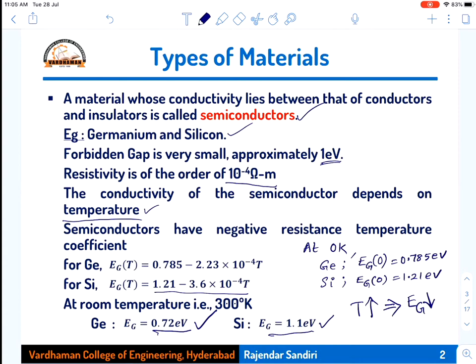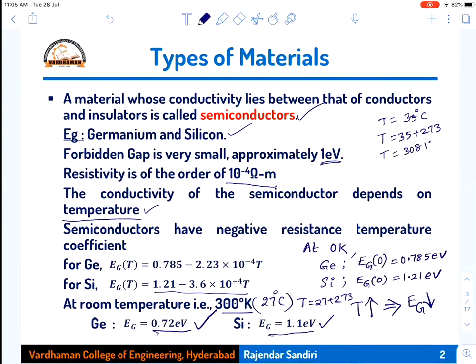Okay, so you can take one problem: calculate the forbidden energy gap for silicon and germanium at a temperature of 35 degrees centigrade. I have calculated this at 27 degrees centigrade. How would you convert that to Kelvin? T is equal to 27 plus 273, which gives 300. Now if the temperature is 35 degrees centigrade, what is the temperature in Kelvin? 35 plus 273 is how much?